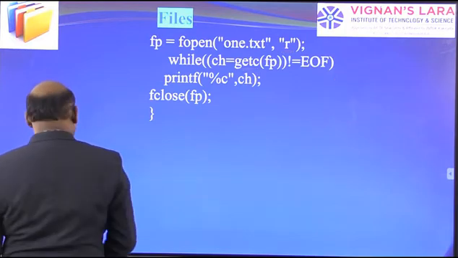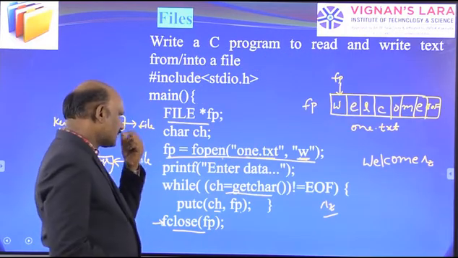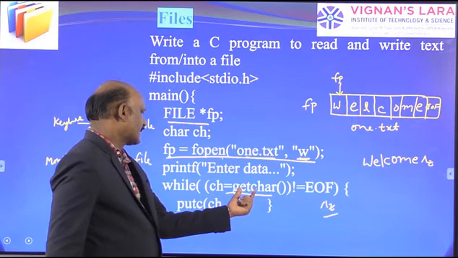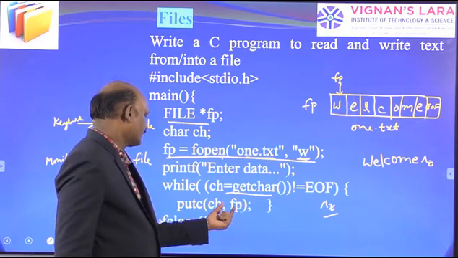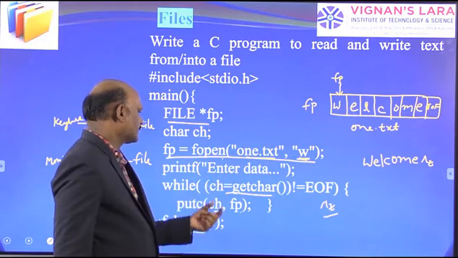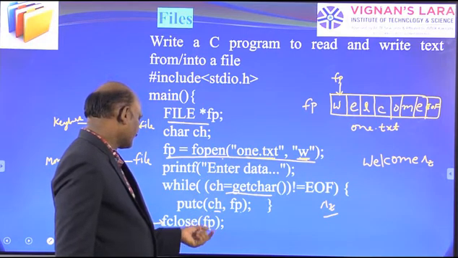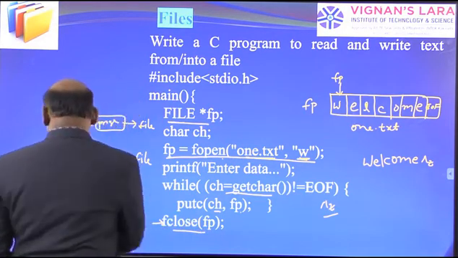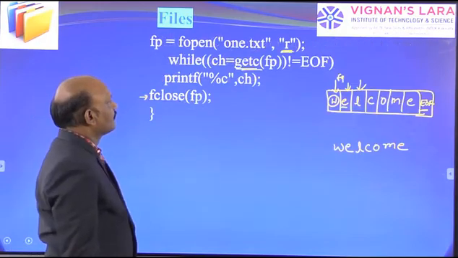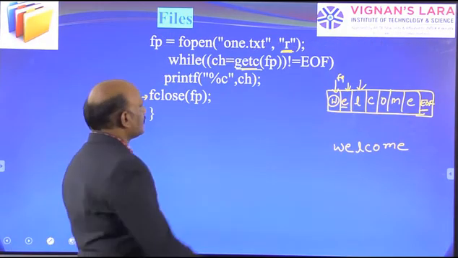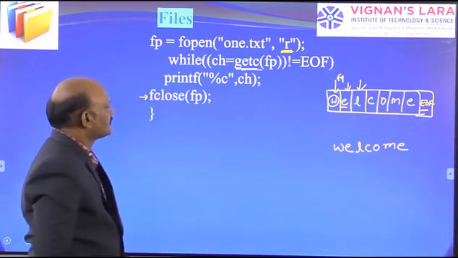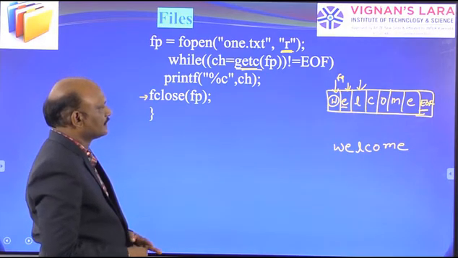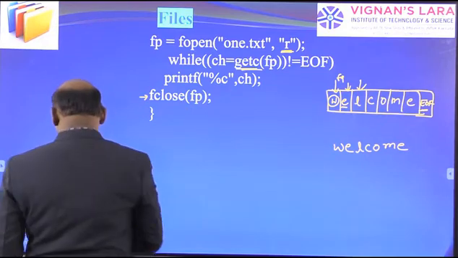So this is about the program. In that program, what we are doing is, first we are writing the text into the file. For that, we are opening a file in write mode, reading the characters from the keyboard and putting them into the file. After writing the text, we are closing it. Then again open the same file in reading mode, read the text from the file and print it onto the monitor. After that we can close it.